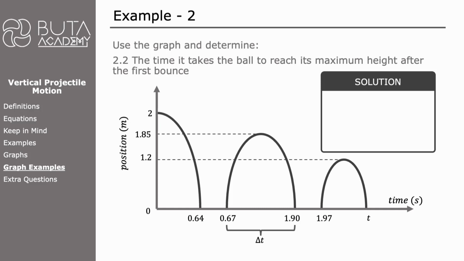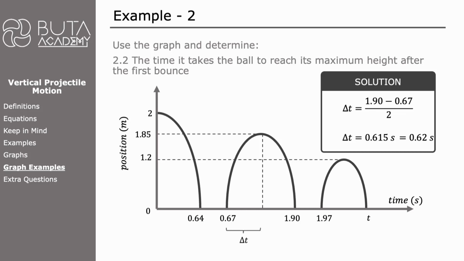We need only to calculate the time it takes to reach the maximum height, which appears to be exactly half of the time the ball spends in the air. Delta t is equal to (1.90 minus 0.67) over 2. The time it takes to reach the maximum height after the first bounce is equal to 0.615. The answer rounded to 2 decimal points is equal to 0.62 seconds.